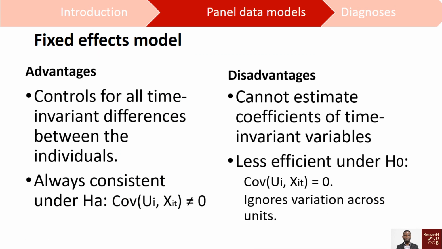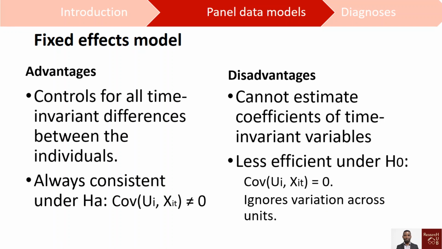And fixed effects is also less efficient under the null hypothesis. So if the correlation between UI and the explanatory variable is equal to 0, then fixed effects is less efficient, because in this case it ignores the variation across the units. Fixed effects looks into only variation within the unit.